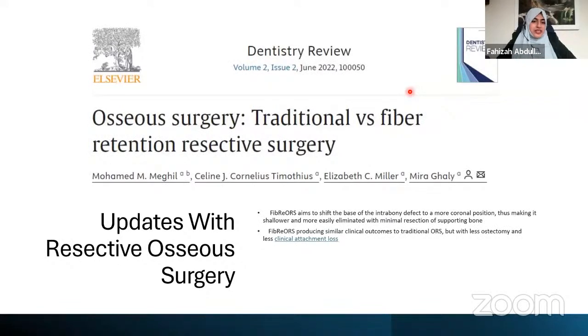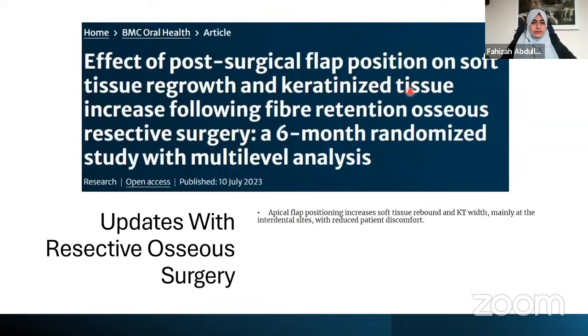Then coming to the traditional versus fiber retention resective surgery. Here, this was another review which was recently done, 2022. They told that the base of the intrabony defect is moved to a more coronal position, thus making a shallower defect that is more easily eliminated with minimal resection of the supporting bone. So again, they have told that it has similar clinical outcomes to the traditional osseous resective surgery, with less osteectomy and less clinical attachment loss. So this is a more approachable technique which has recently come up for resective osseous surgery.